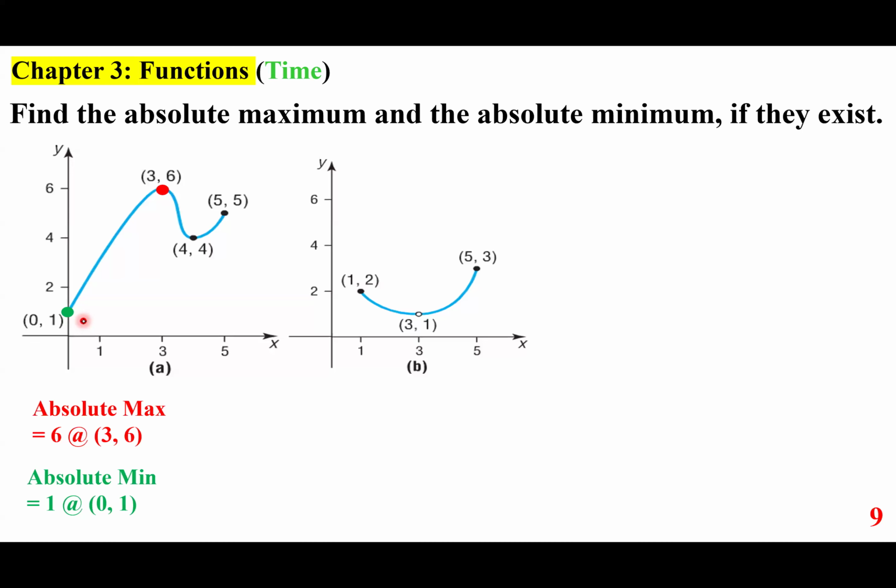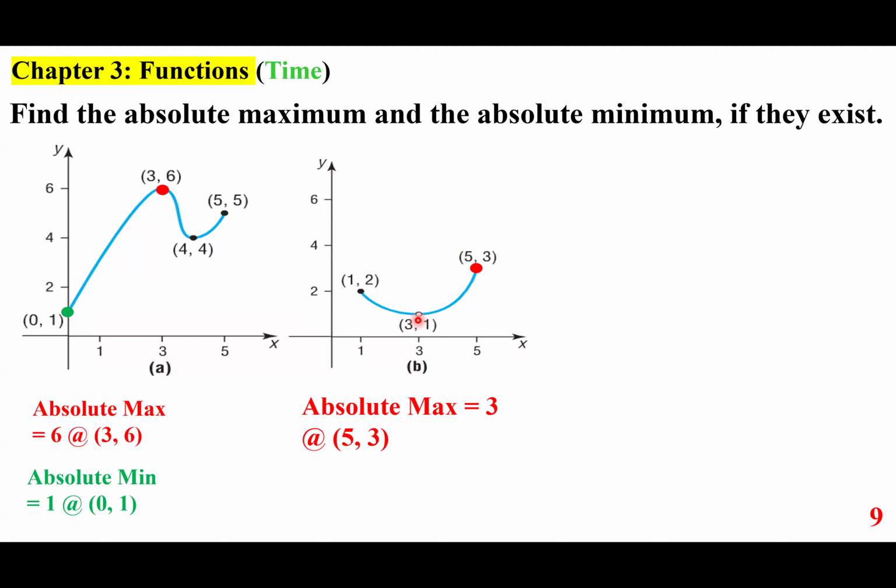What about this graph? Remember, the endpoints can be absolute. So there is no other point having a larger y coordinate. So this is the location of absolute max. So absolute max equals the y coordinate, 3, at, you can say, x equals 5 or at the pair 5, 3. It depends on how they ask you.